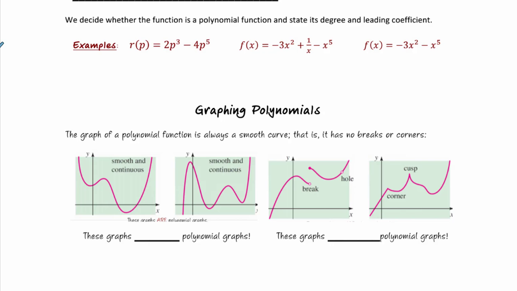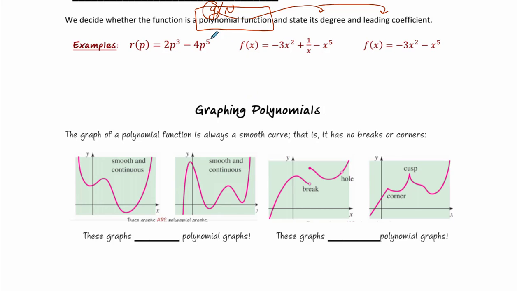Okay, we decide whether the function is a polynomial function and state its degree and leading coefficient. So what's going to happen is I want to first make sure it's a polynomial function. So is it yes or no? This is a yes or no type question. If it's a yes, I'm going to go on and state its degree and its leading coefficient. I don't have to go further if it's no because I don't have any of them, right? It's not a polynomial function.